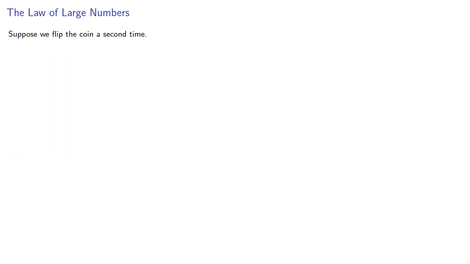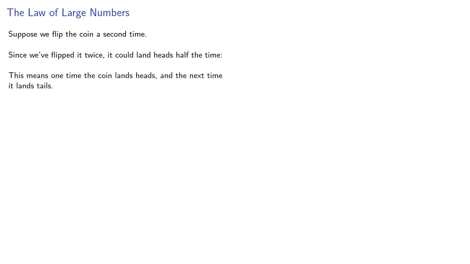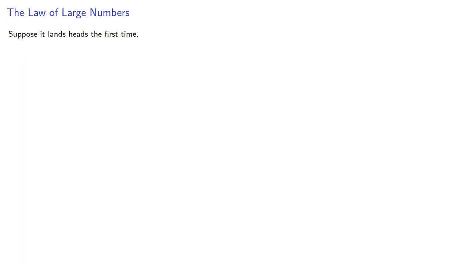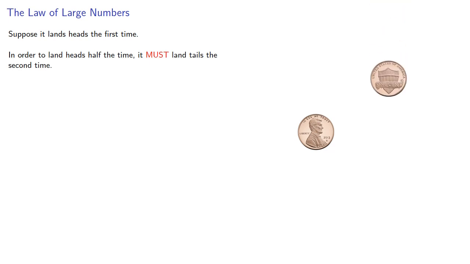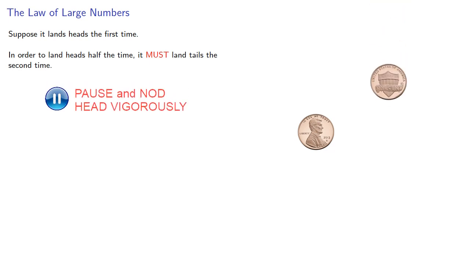Well, suppose we flip the coin a second time. Since we flipped it twice, it could land heads half the time. This means one time the coin lands heads, and the next time it lands tails. Or does it? Suppose it lands heads on the first time. In order to land heads half the time, it must land tails the second time.